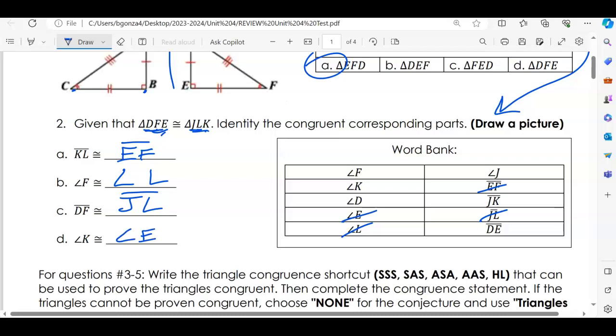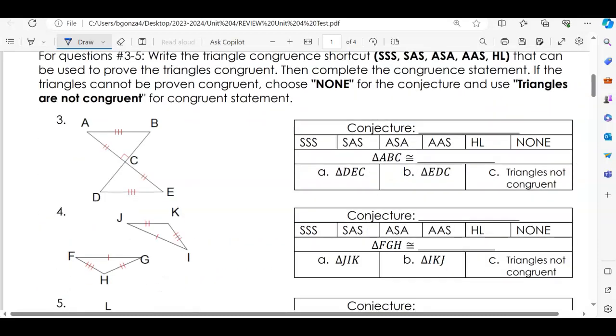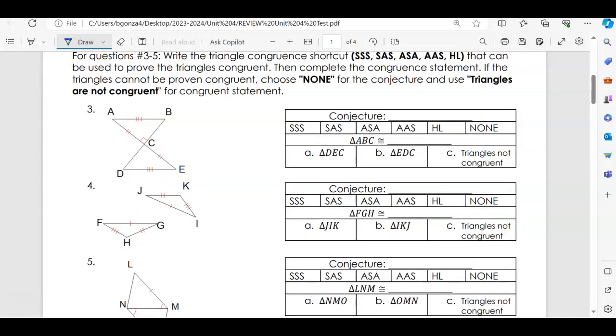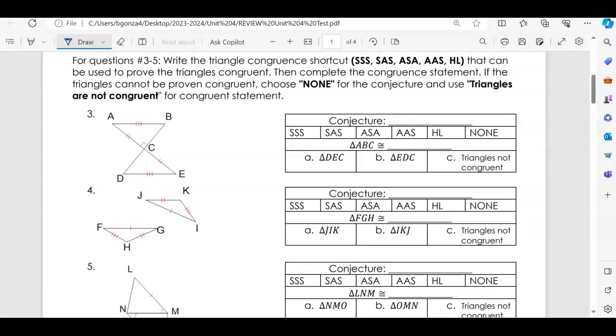All right, for these questions, we want to write the triangle congruence shortcut, one of those five, that can be used to prove the triangles are congruent. Then complete the congruent statement. If the triangles cannot be proven congruent, choose none.